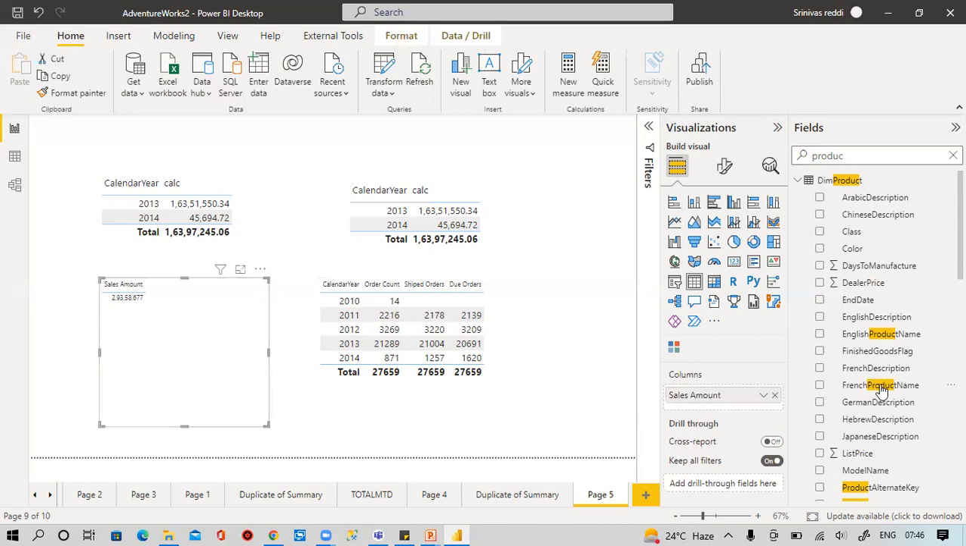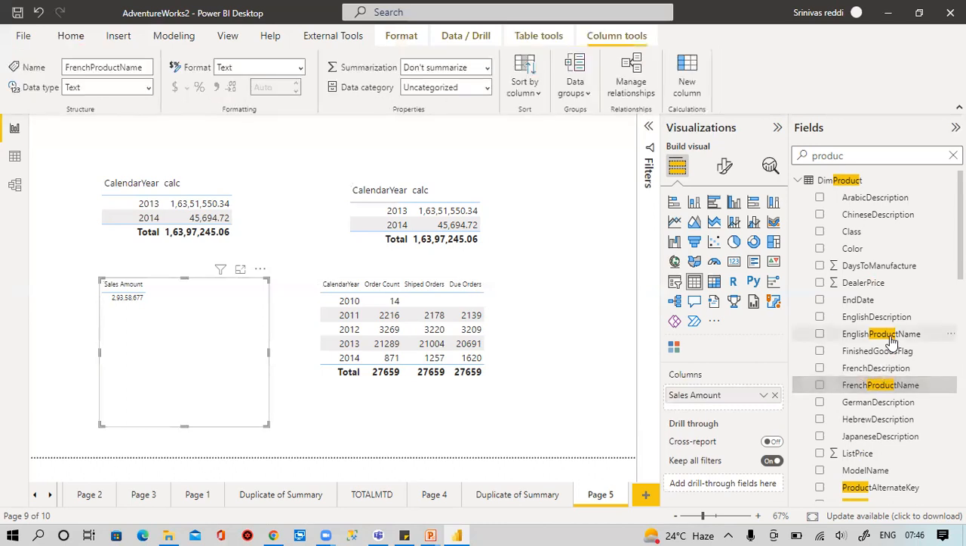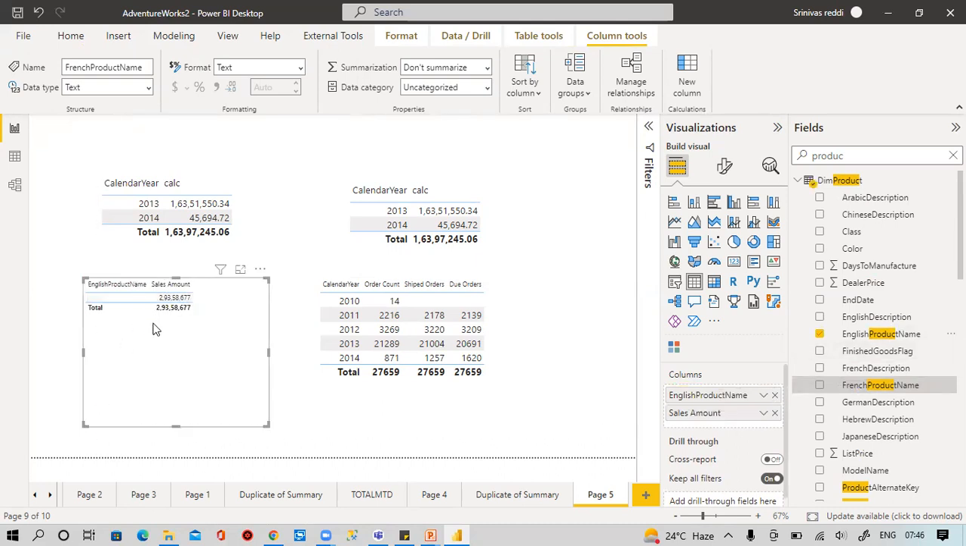Now I add the English product name here. See, blank is coming, right? It is not slicing the data. Understand or not? Swati, Sweta, Santosh. See, yes.